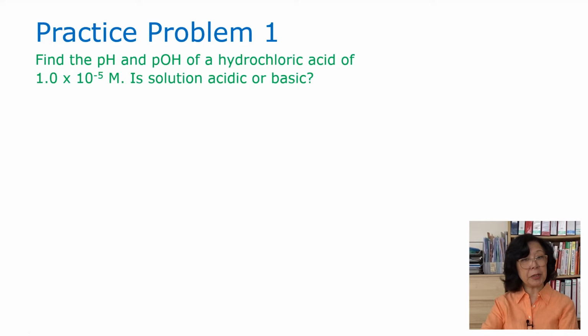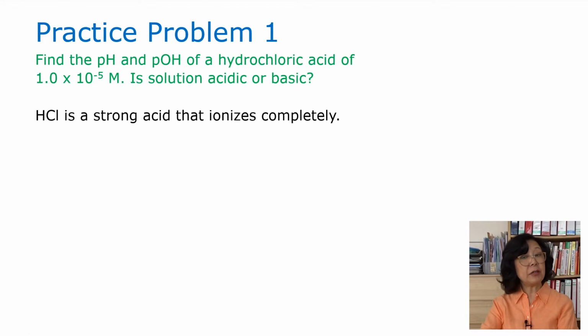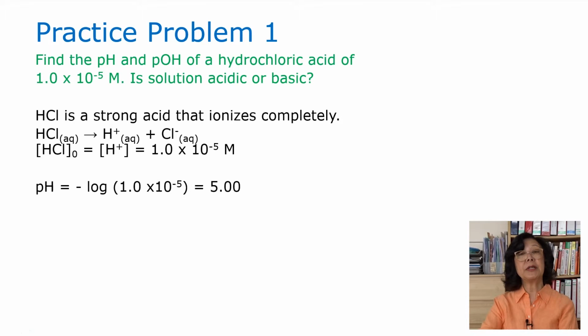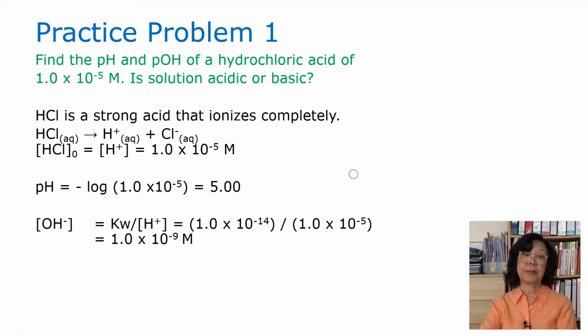Practice problem number 1. Find the pH and pOH of hydrochloric acid of 1 times 10 to the minus 5 molar. Is the solution acidic or basic? Well, HCl is a strong acid that ionizes completely. So the initial concentration of HCl is also equal to the hydrogen ion concentration, which is 1.0 times 10 to the minus 5 molar. Now we can take the pH, which is 5.00.